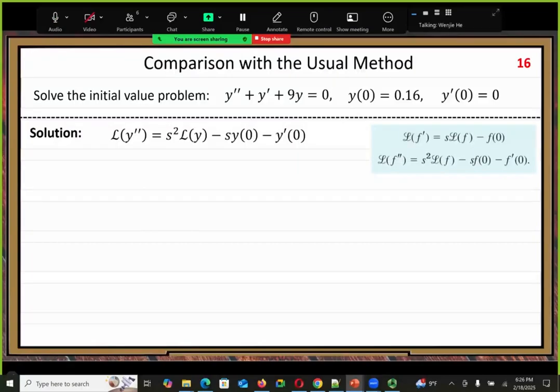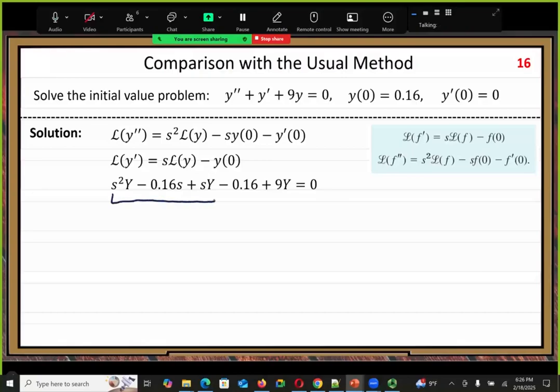L of the y double prime. So we can use these two formulas after simplification. The first L double prime, so we get this one. Oh, sorry, because this is 0, that term is gone, right? So we only have two terms. Second, y0. These two terms, then 9y. So this looks correct.